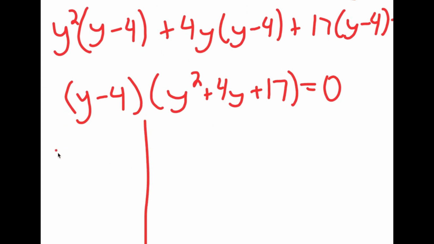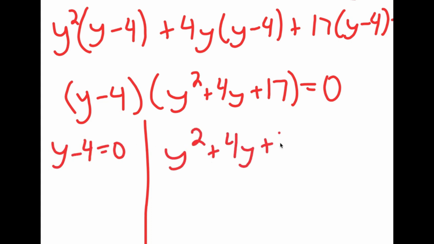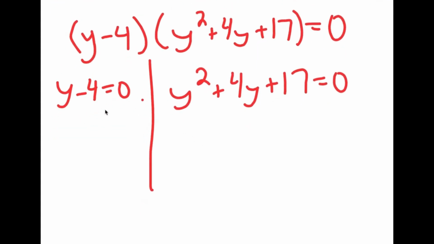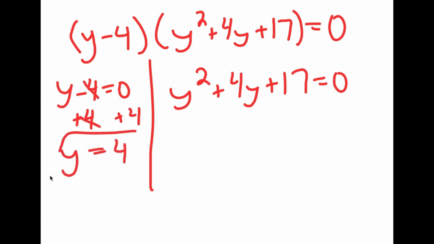And now this gives me two equations. I get y minus 4 is equal to 0, and I get y squared plus 4y plus 17 is equal to 0. So for y minus 4 equals 0, add 4 on both sides, and I get y equals 4.